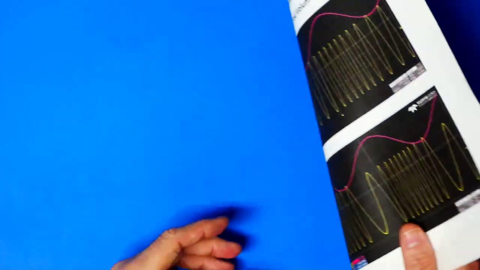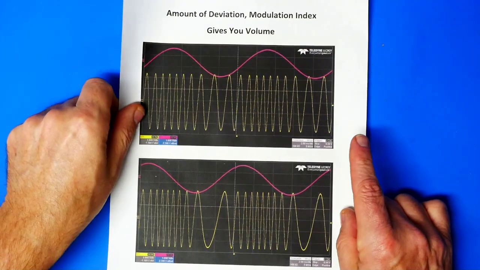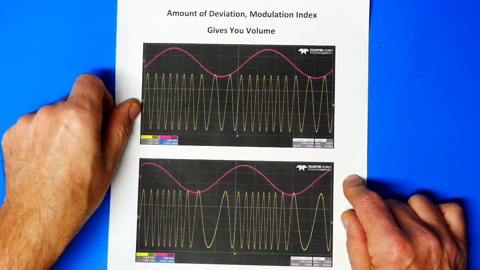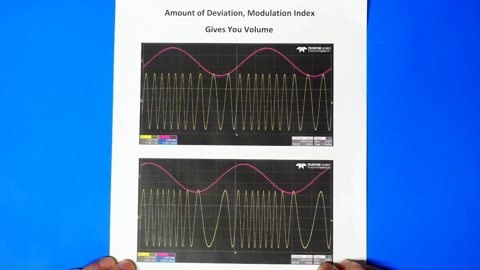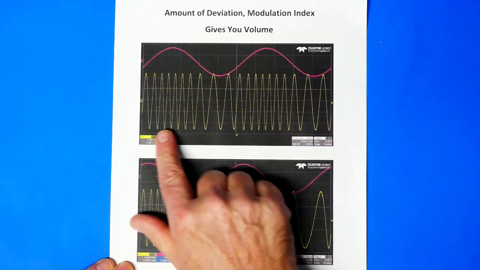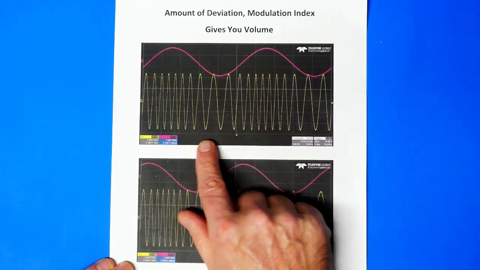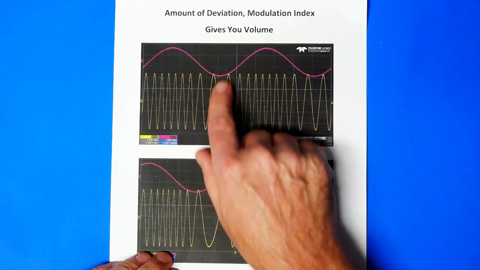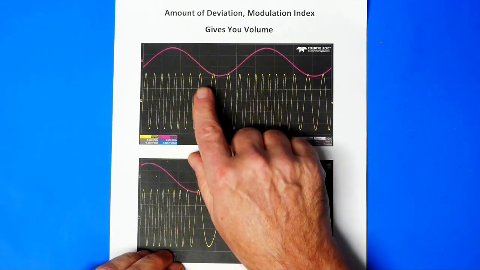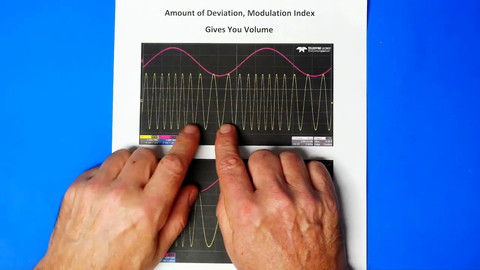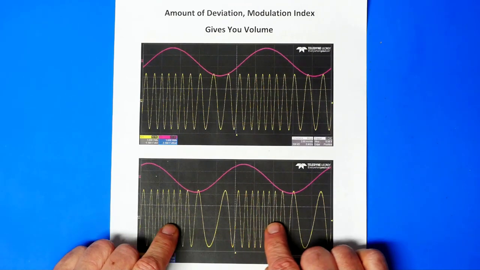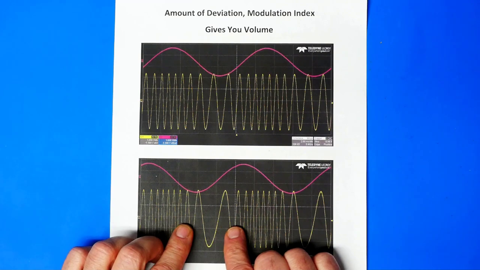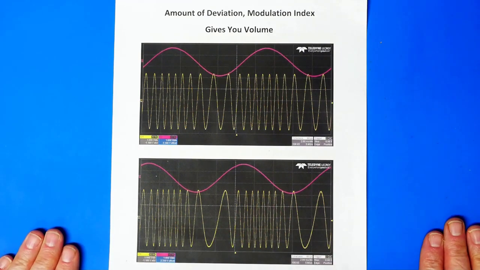The amount of deviation, or the volume or modulation index, gives you how loud a signal is. This is a low modulation index because you can see that when the signals, these are both identical, when the signal gets louder, the modulation index spreads farther apart. It's the same rate of change, it's just that the amount of change has gotten greater.